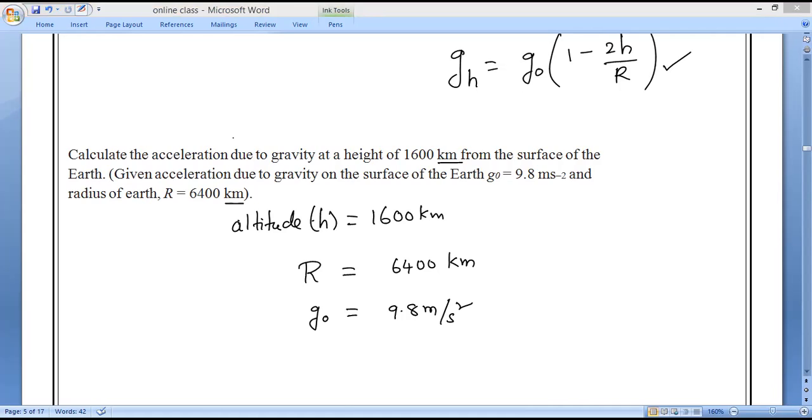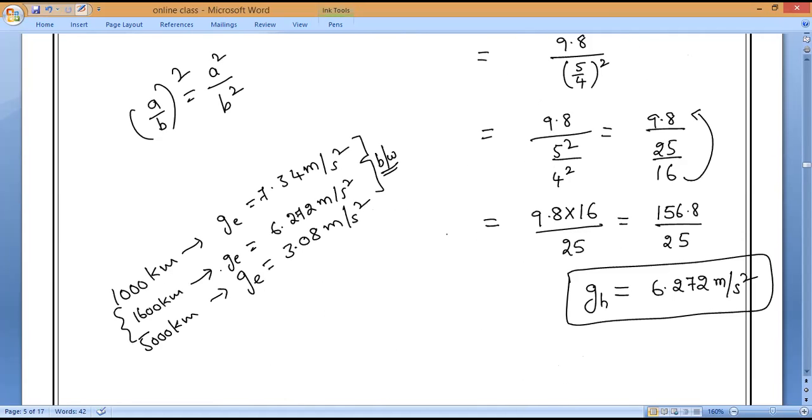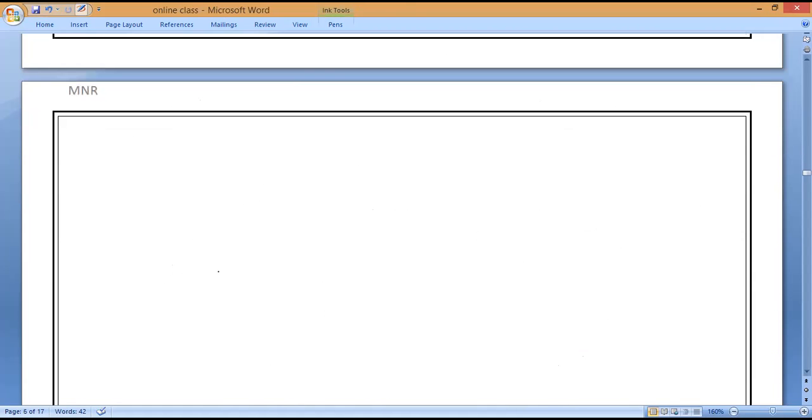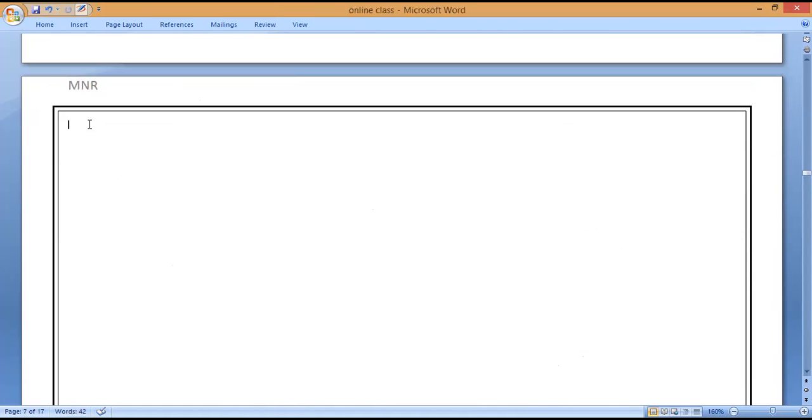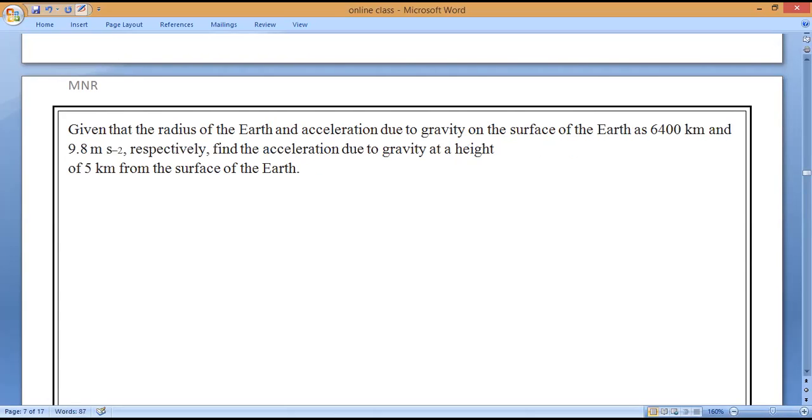Yes, sir. So I traveled 5 kilometers above the ground. Is it a very big h or a small h compared to the radius of the earth? Compared to the radius of the earth, my travel distance is extremely small or big? Small, sir. Very, very small. So should I use the first formula or the second formula if it is small? Second formula.